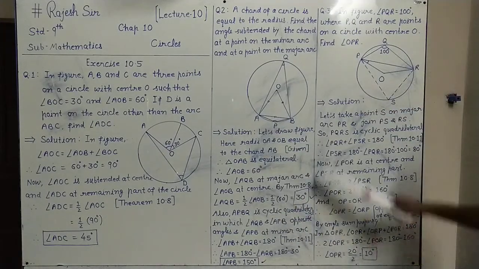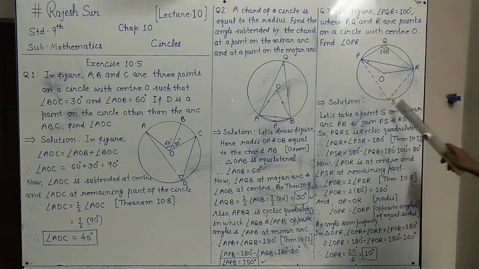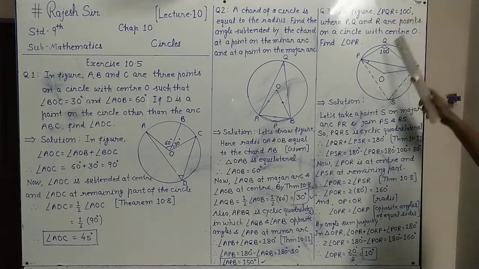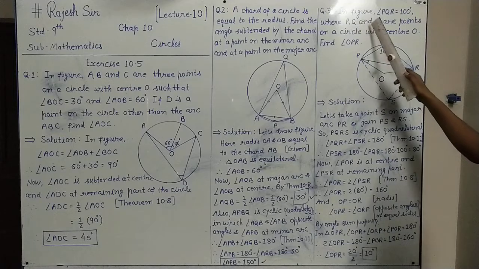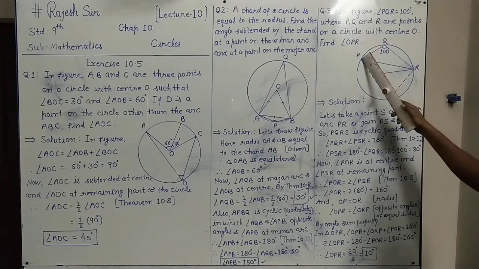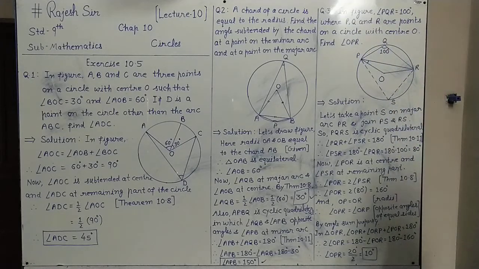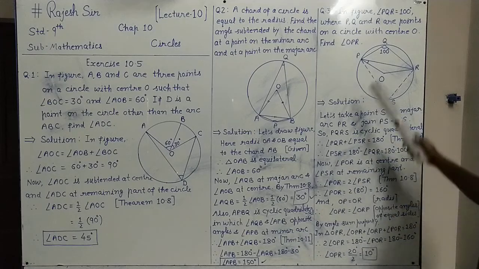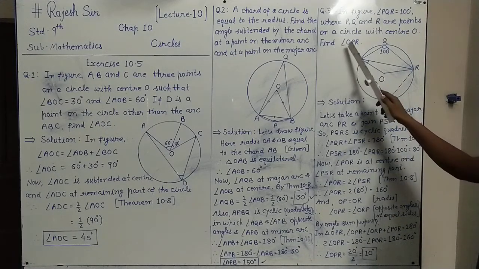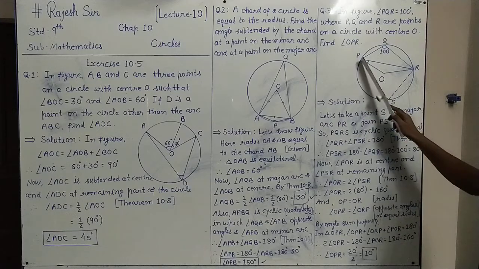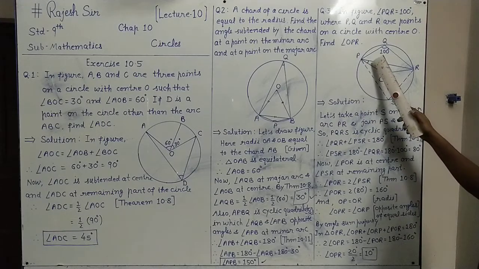Next, question number 3. In the figure, angle PQR is 100 degrees, where P, Q and R are points on a circle with center O. Find angle OPR. This is the angle you want to find out.